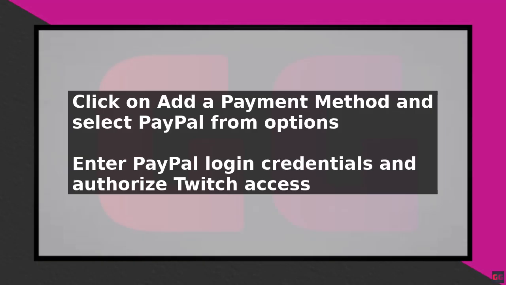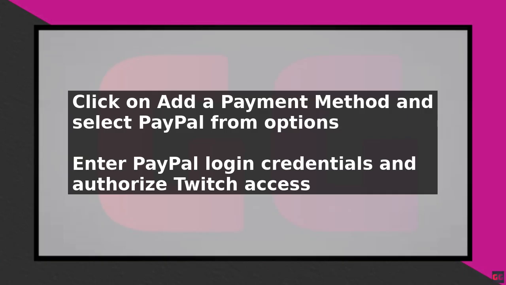Enter your PayPal login credentials and authorize Twitch to access your PayPal account. Once you have authorized Twitch, you will be redirected back to the Twitch website. In the Payment Methods section, you should now see PayPal listed as one of your available payment methods. Make sure to set PayPal as your primary payment method to receive donations and subscriptions.